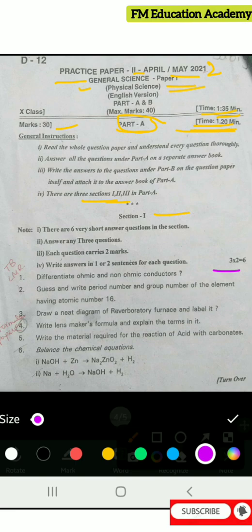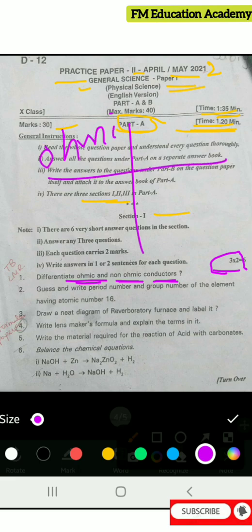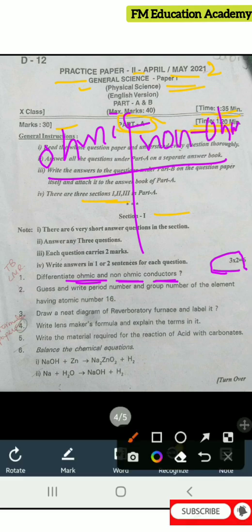So first question is differentiate ohmic and non-ohmic conductors, and whenever you attempt any question, remember that you have to see the marks. By keeping marks in mind, you have to attend those questions. So differentiate ohmic and non-ohmic conductors means I need to make a column. In one side I have to write ohmic conductors and other side I have to write non-ohmic conductors, and I need to say what are the differences between ohmic conductors and non-ohmic conductors.